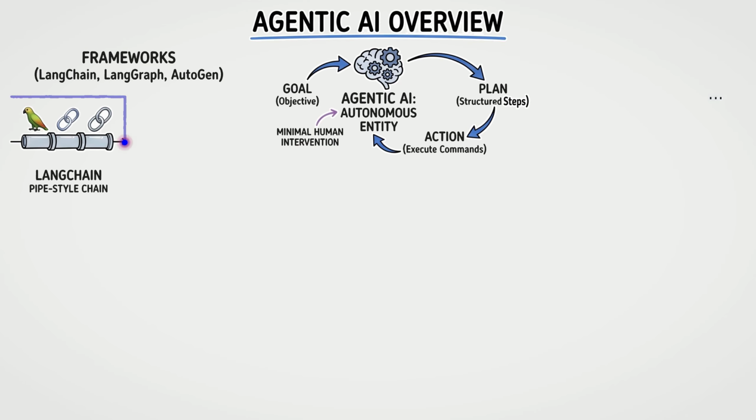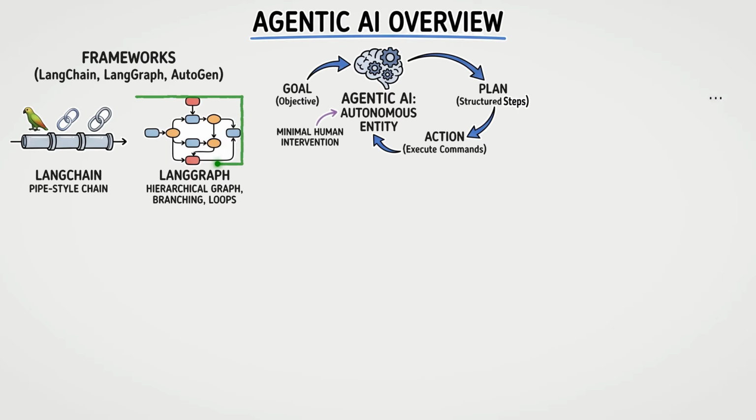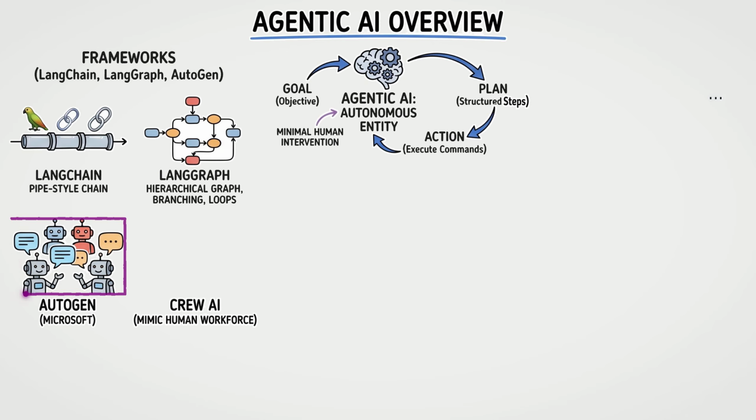Over here, on the left, we have different architectural frameworks. LangChain is characterized by a linear, pipe-style structure, which is great for straightforward sequential pipelines. If you need more complexity, LangGraph utilizes a hierarchical graph structure with nodes and edges, perfect for workflows that need branching and loops. For multi-agent systems, AutoGen, developed by Microsoft, is incredibly powerful. It allows multiple agents to converse and solve tasks together.